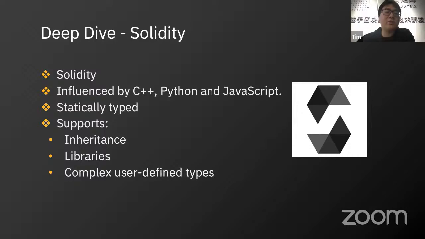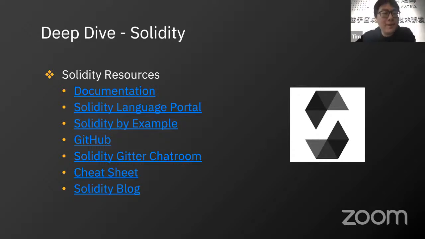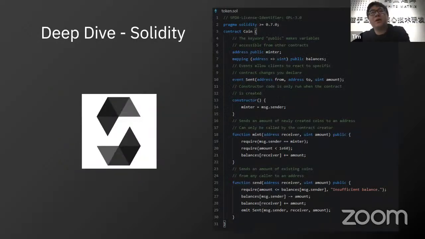So you can define your own types, such as we all know that in the DeFi market there are a lot of different tokens. They are all user-defined types in the smart contract. So here are the resources we provided for you to take a look at this program language. You can take a look later.